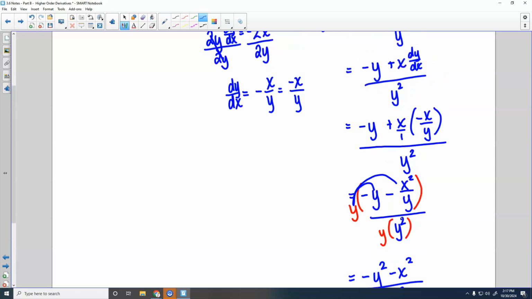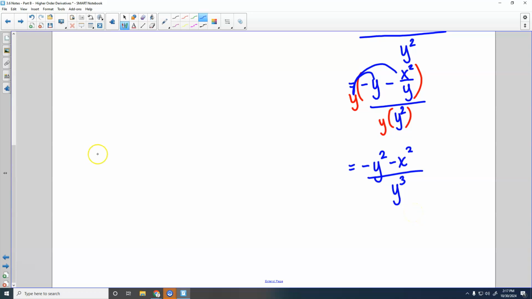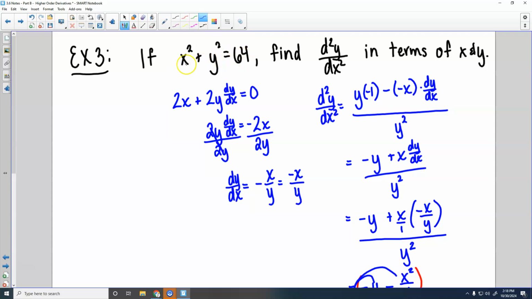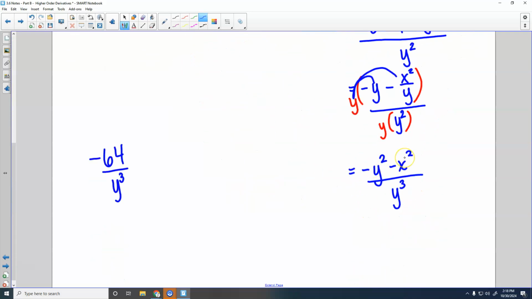They are probably going to give you an answer of negative 64 over y to the third. Because what does 64 equal? x squared plus y squared. This is not x squared plus y squared, but all we have to do is factor out a negative 1, and then we have x squared plus y squared here. And x squared plus y squared can be plugged in right there for that 64, and we'll get negative 64 over y to the third.